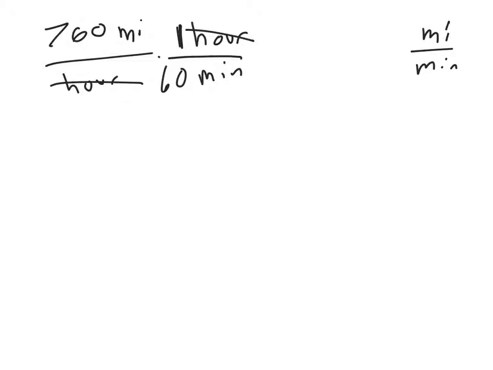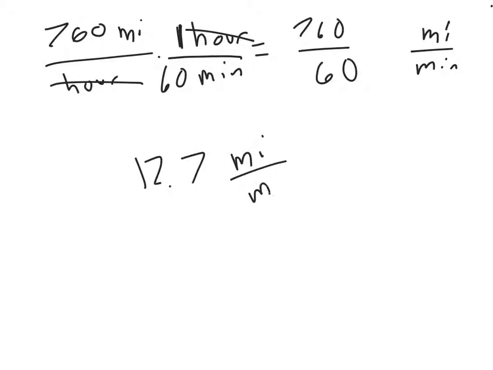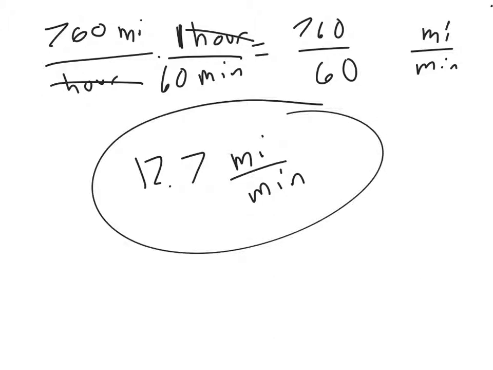And what I do is I just multiply everything on top. We know how to multiply fractions, so I multiply everything on top. 760 times 1 is 760. I multiply everything on bottom. 1 times 60 is 60. And then I divide those. So I take 760 divided by 60, and I get 12.7 miles per minute. So compare that to 60 miles per hour, where you're going a mile every minute. Here you're going 12 times that, almost 13 times that speed.